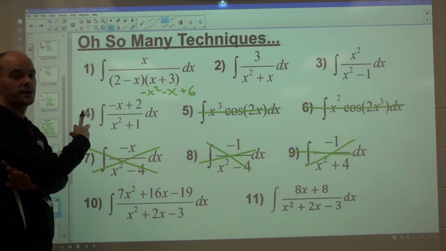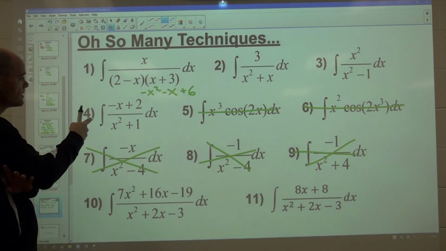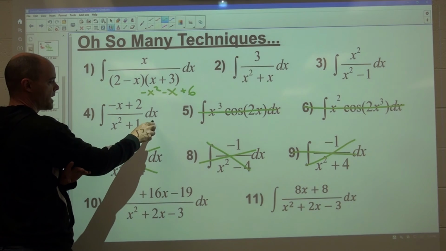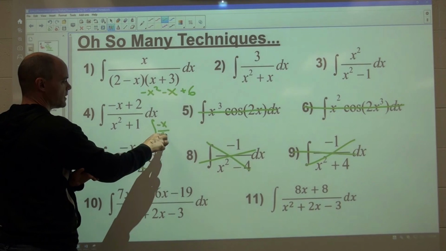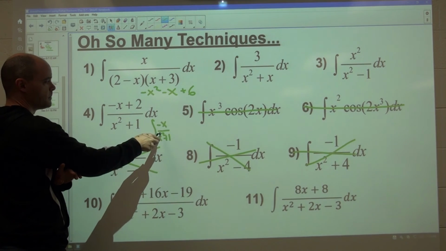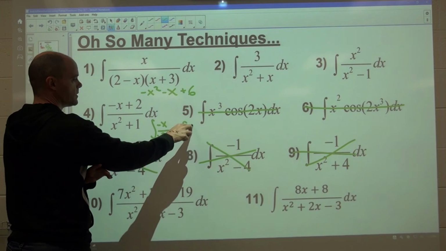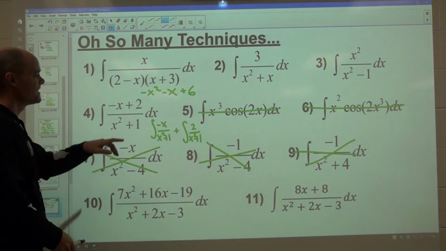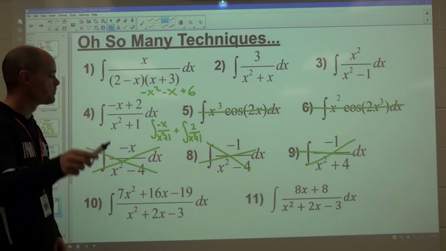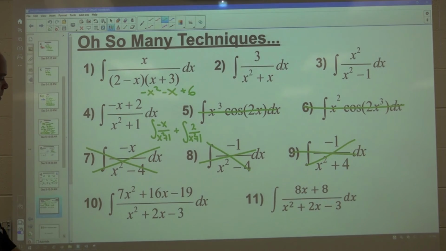Or, I showed you guys how to do this before with that little twist. This we got to split up. This is actually the same thing as -x over x squared plus 1. That's a u sub plus 2 over x squared plus 1. That's an arctan. This is 2 in 1. You're welcome.